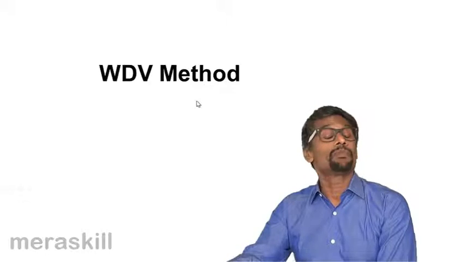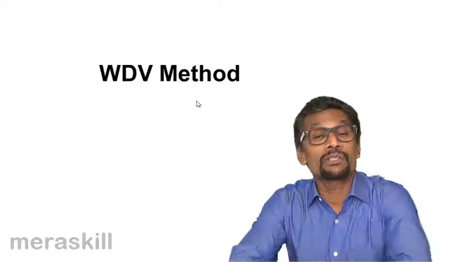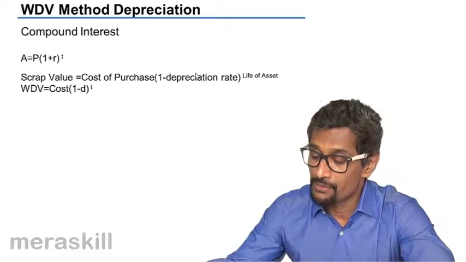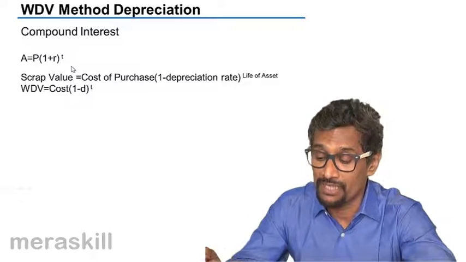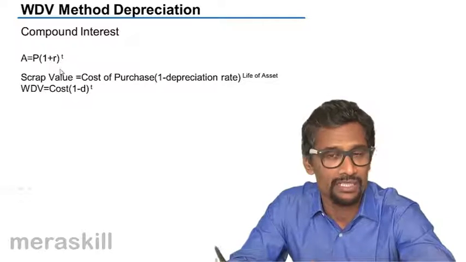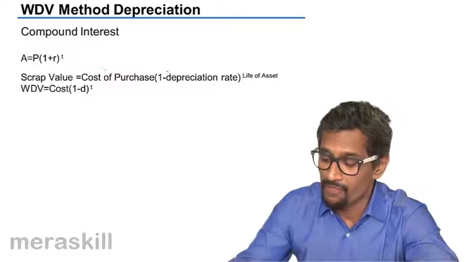Now we have the WDV method, or the written down value method. Now in this method, how do we calculate the depreciation? Let's see what we have. So we know that compound interest is nothing but A is equal to P into 1 plus R raised to T. We can even write it as 1 plus R raised to N, as I mentioned earlier.